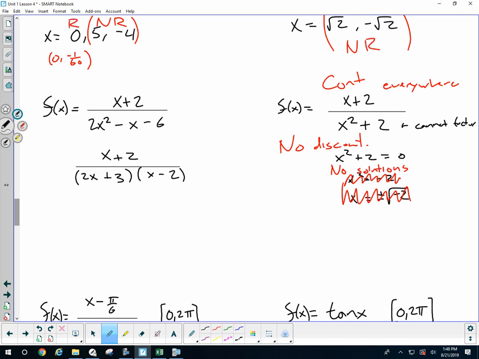Now, if you don't understand how I got that, or if that doesn't work out for you, well then, talk to me before or after school. I'll give you a different technique to use, okay? Now let me just double check. 2x squared minus 4x plus 3x. Okay, good.